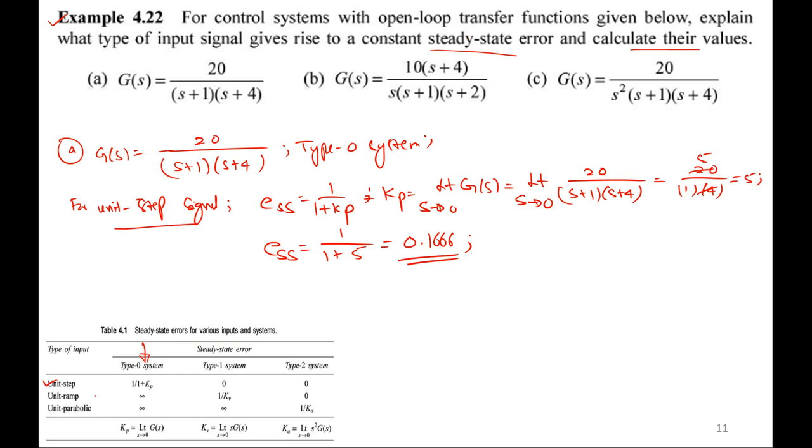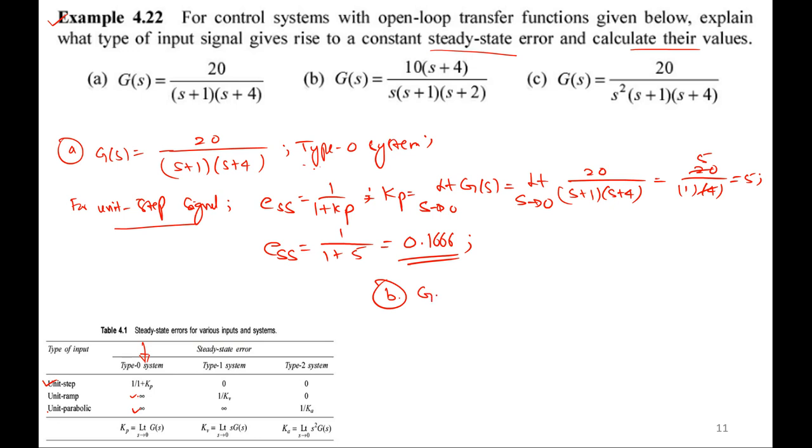And observe, for unit ramp it is infinity, for unit parabolic it is infinity. So no need to calculate, right, the steady state error for unit ramp signal and parabolic signal, because it is type 0 system, right? Next we will proceed with part B. First we should identify what type of system it is, whether it is type 0 or type 1, type 2 and so on, right? Okay.